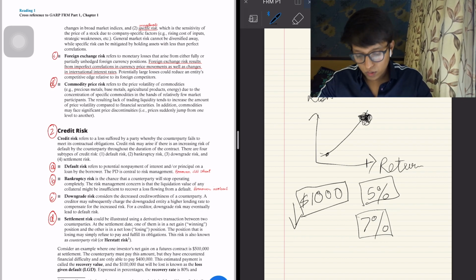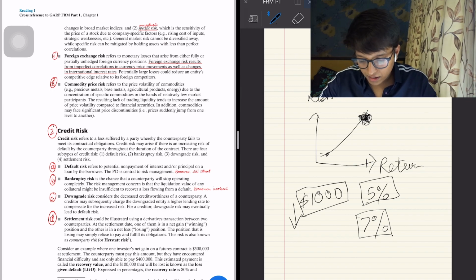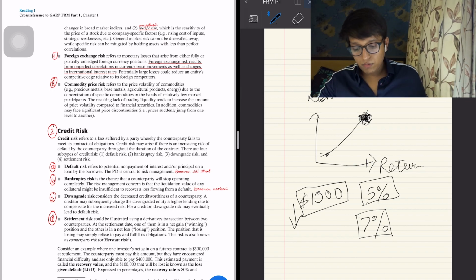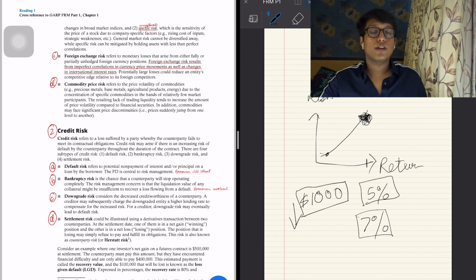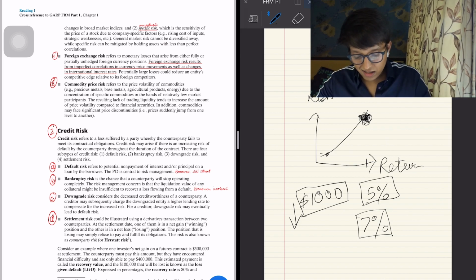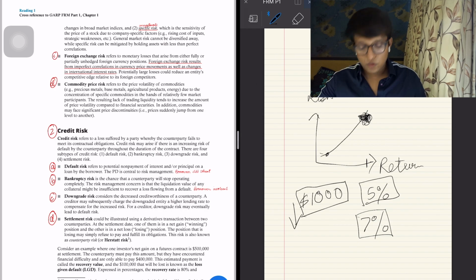The second one we move on to is credit risk. So credit risk refers to a loss suffered by a party where the counterparty fails to meet its contractual obligations. So let's see the third and fourth first, then I'll move to the first one.